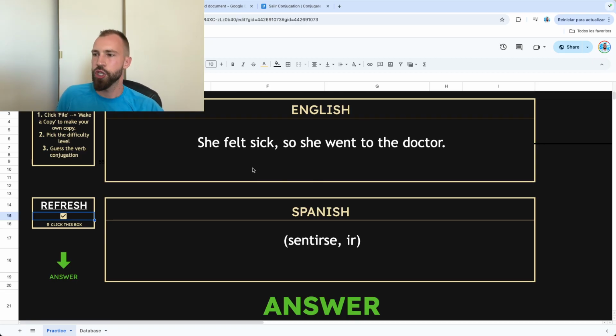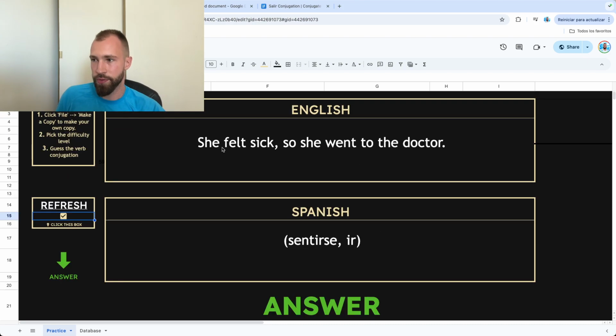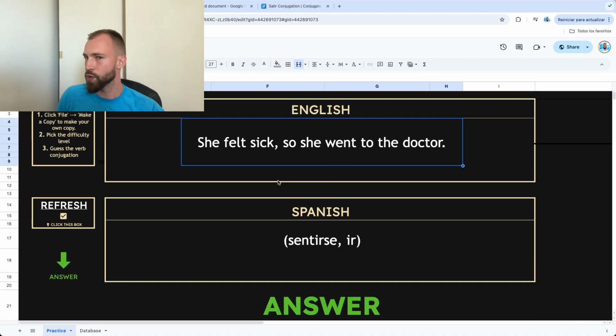Next one. She felt sick, so she went to the doctor. So if we check the answer, ella se sentía mal, así que fue al médico. So this is one of those where it's a combination of both. And the first one is in the imperfect. Now this one might be confusing for you. You might be like, wait, her feeling sick, isn't that a specific moment? But you can think about it as she was feeling sick. And remember what I said earlier? When it's was and then a verb with the ing form, it's the imperfect.